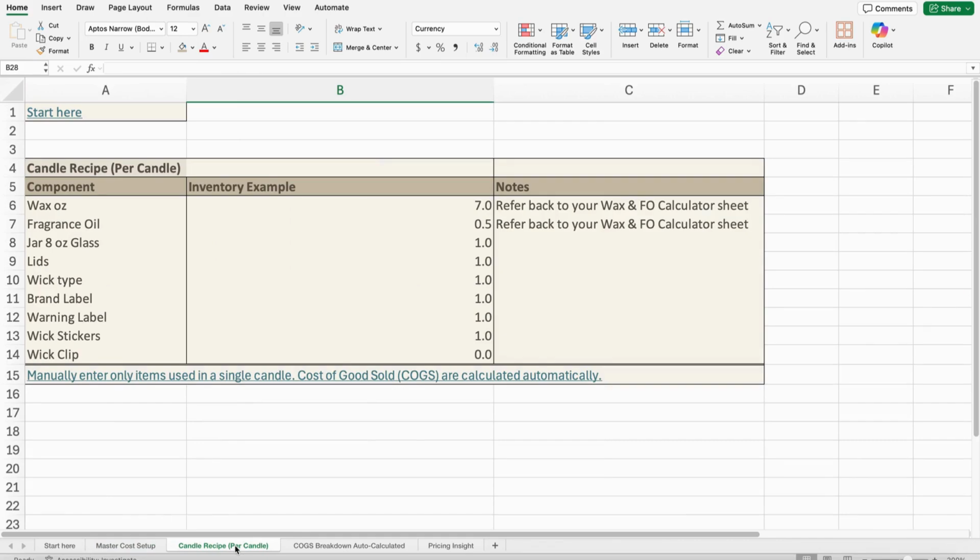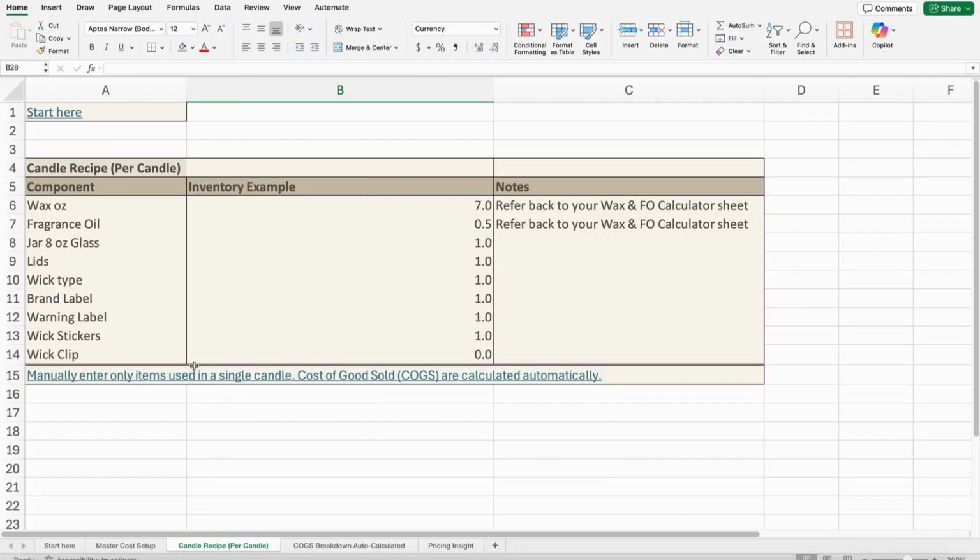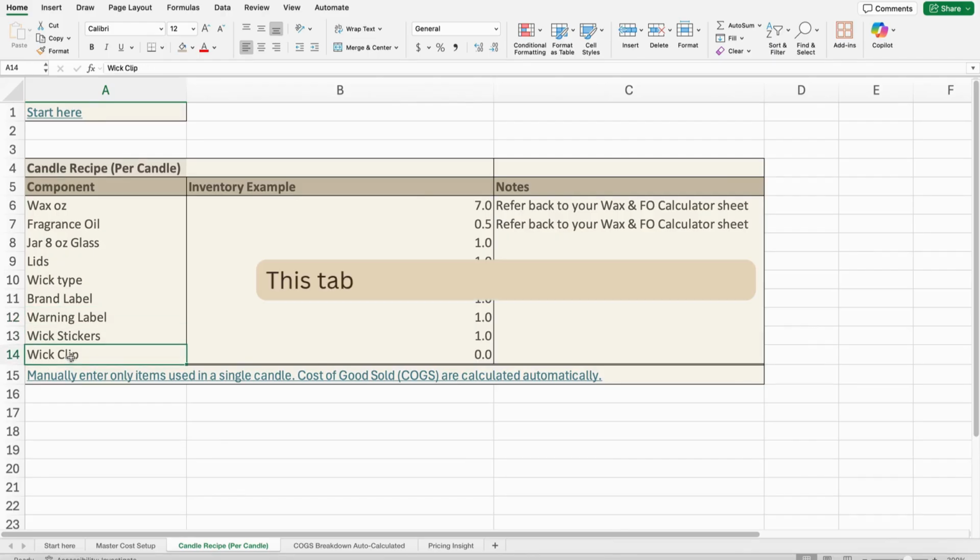Candle recipe per candle. This tab answers one simple question: how much of each material goes into one candle? Here you enter wax ounces, fragrance oil, jar, lids, wick, brand label, warning label, wick stickers, and wick clip. This tab is intentionally separate from cost. Why? Because recipe is about usage, not money.